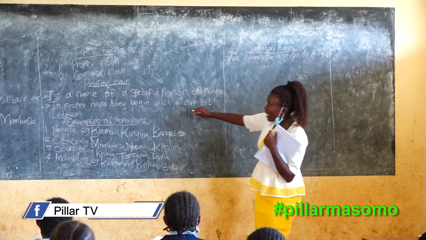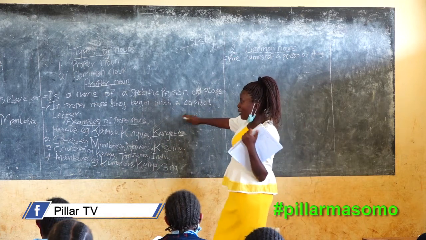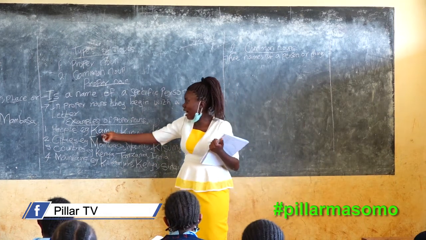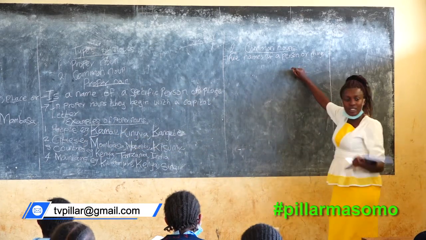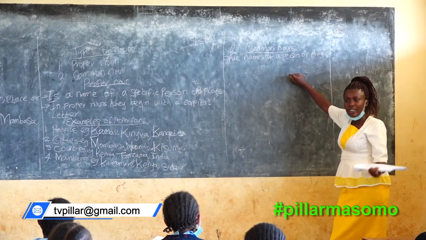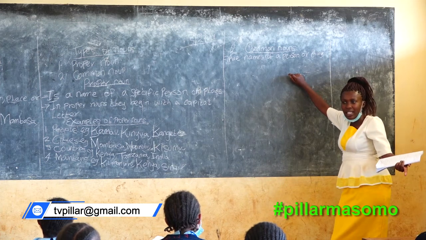For example, here in proper nouns, a particular person is like Kamau. Okay? But here in common nouns, we don't say Kamau. We say he.